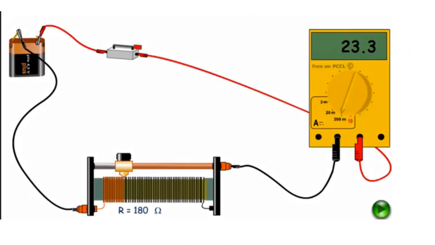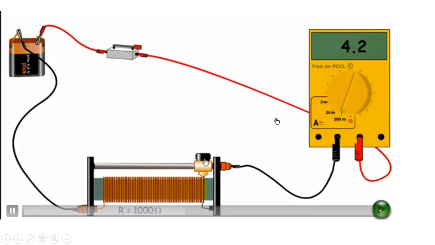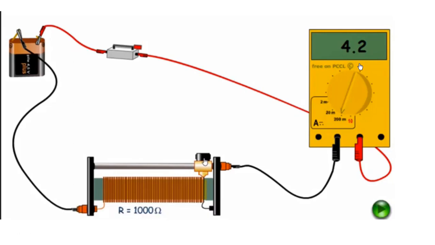Let's see how the rheostat works. Here, the resistance is equal to 180 ohms. The slider or the cursor is moving and we are increasing the resistance. So you can see that the current is decreasing. If you move it the opposite way, the resistance decreases and the current increases.